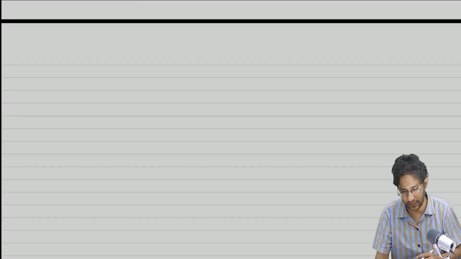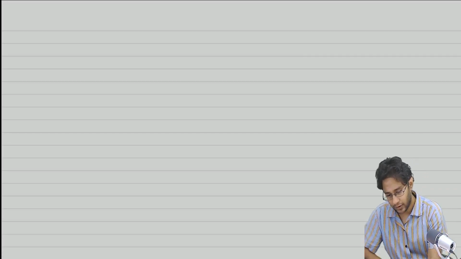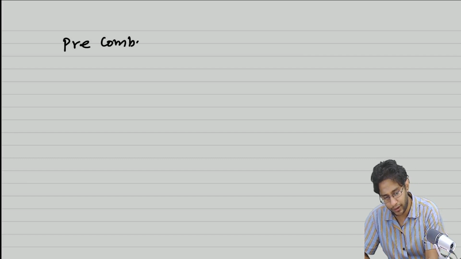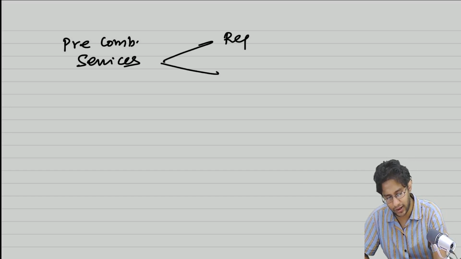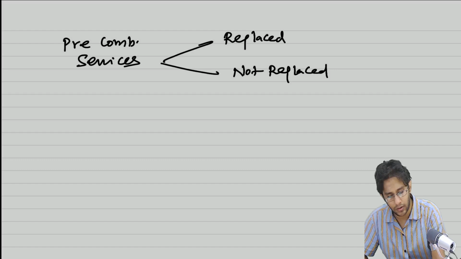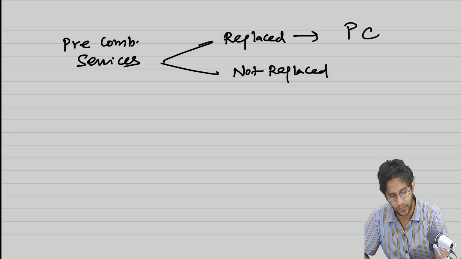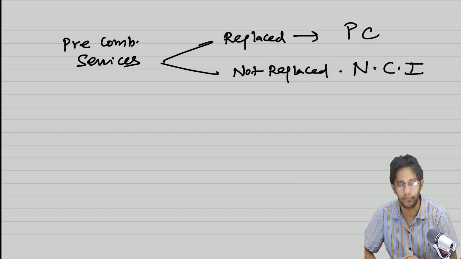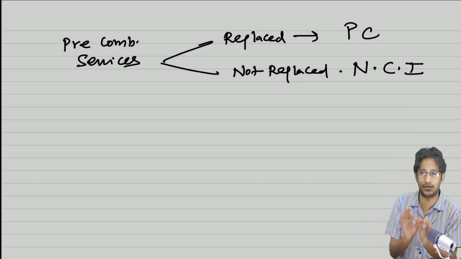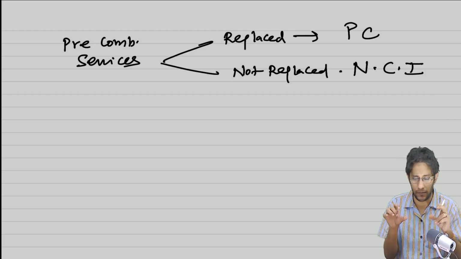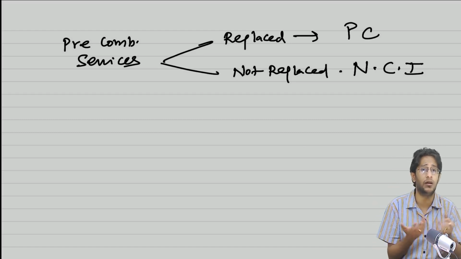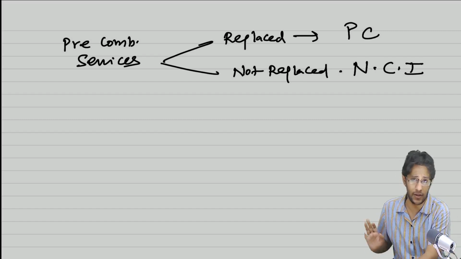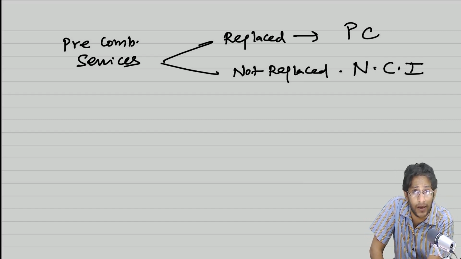So moral of the story is, you first go and work out pre-combination services' value. Then check whether it is replaced or not replaced. Replaced, add to PC. Not replaced, add to NCI. That's it. So as simple as this. All you have to remember is one formula and go and check whether the word replaced is there in the question or not. If it is there, add it to PC. Not there, add it to NCI. That's it. This is the story of your share-based awards, guys.